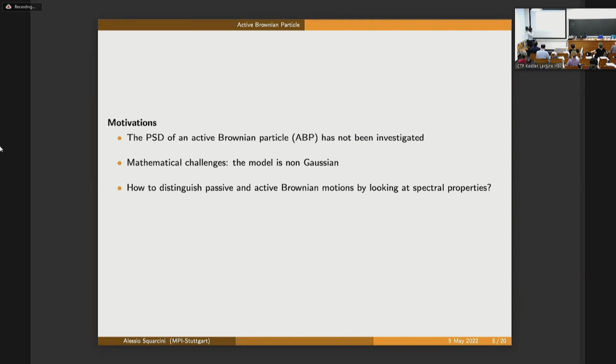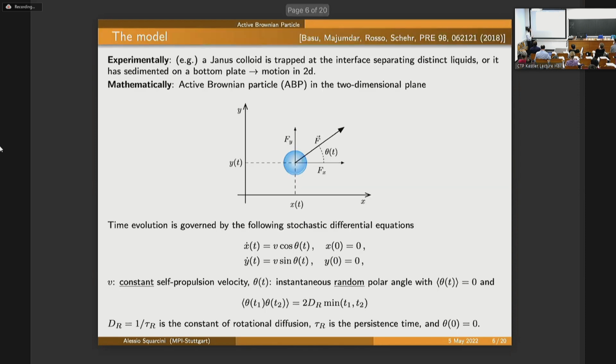For us, the motivation that prompted the study of the active Brownian particle in this setup is that the single trajectory power spectral density has not yet been investigated. So this was for us a good reason to do it. It also brings some mathematical challenges, another interesting reason to do it. And maybe more physically, the scope eventually is to distinguish between active and passive Brownian motion simply by looking at spectral properties.